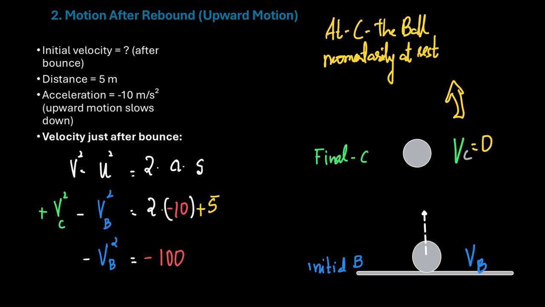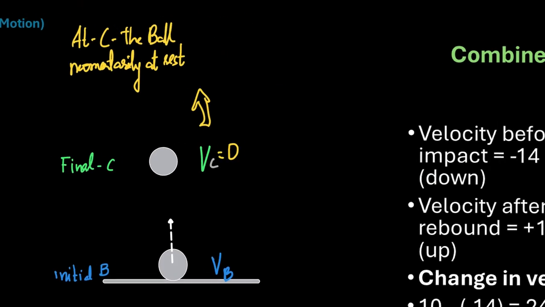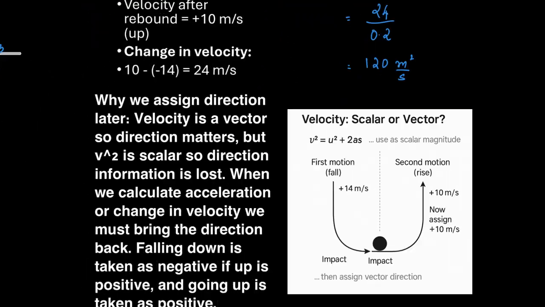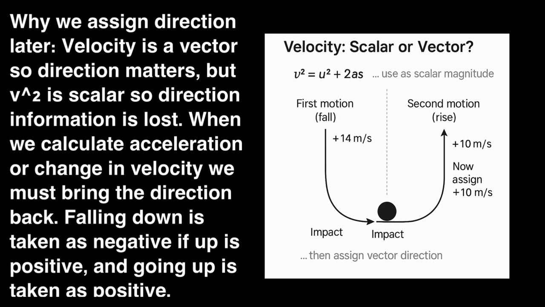Okay. So since the ball is at rest at C, VC is equal to 0, which means this VC term is equal to 0, and therefore minus VB square is equal to 2 into minus 10 into 5, which is VB square is equal to 100, and therefore plus VB is equal to 10 meter per second. Okay. Now I'm coming to it. You might feel some confusion regarding VC and VB. Let's try to understand that as well.